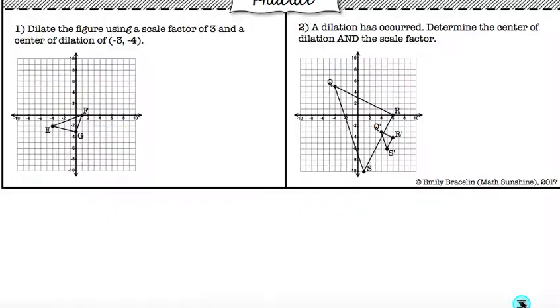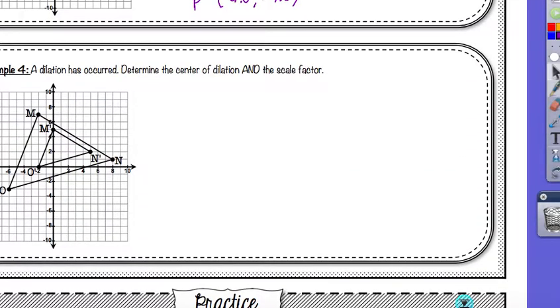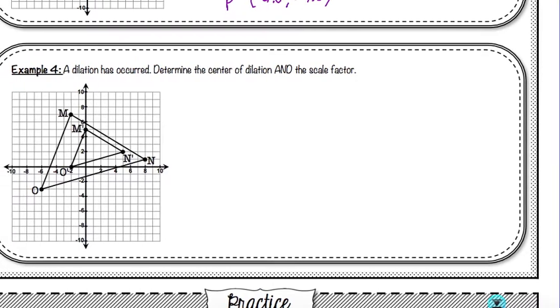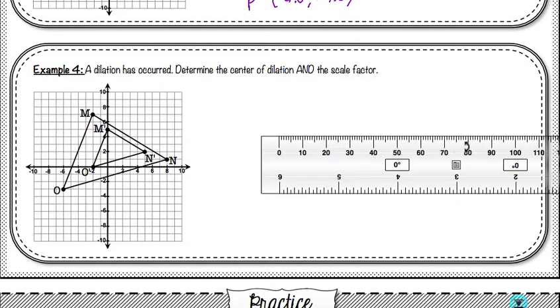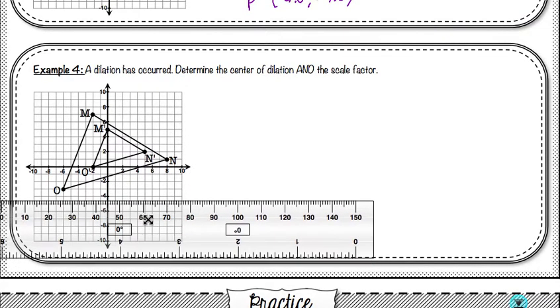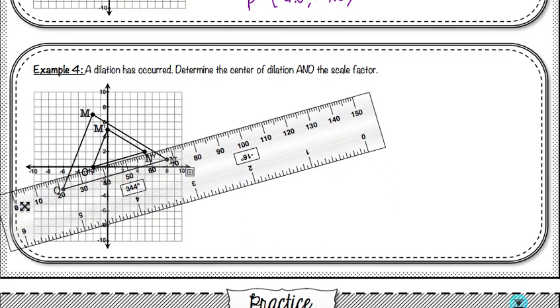Okay, let's go ahead and look at one final example. It's a slightly different type of question. Example 4 says a dilation has occurred. Determine the center of dilation and the scale factor. To find the center of dilation, you are going to be connecting some things. You're going to connect O and O prime.